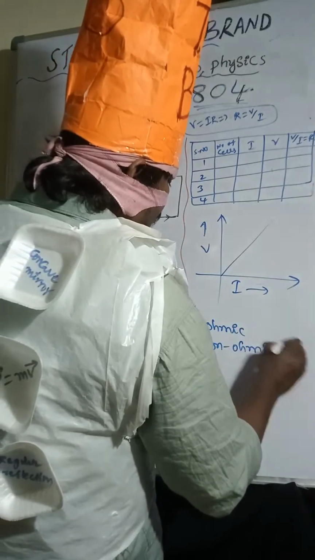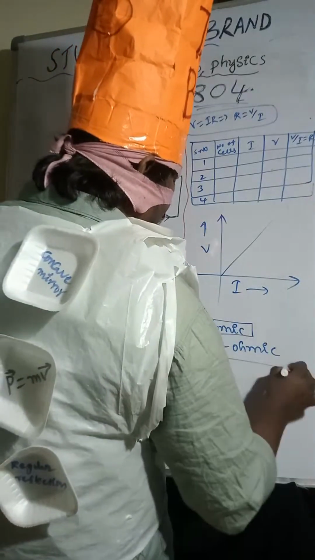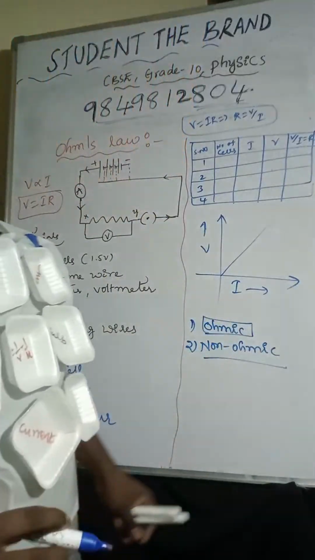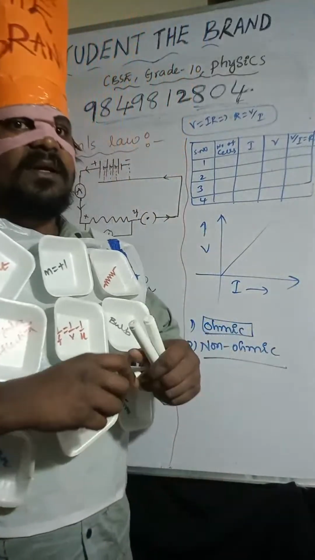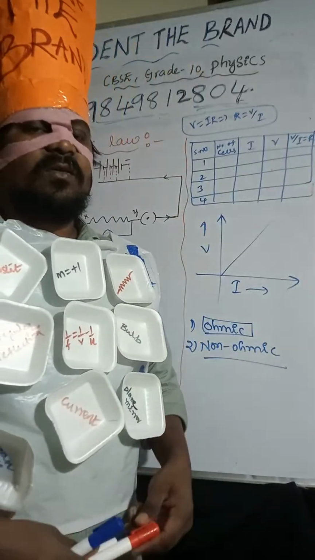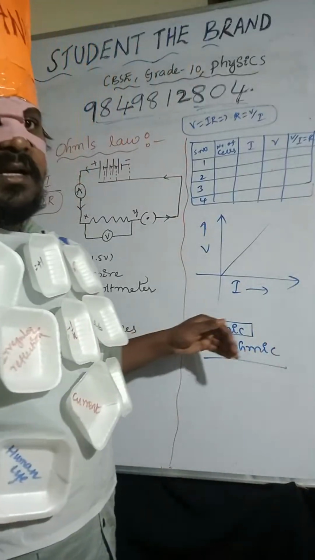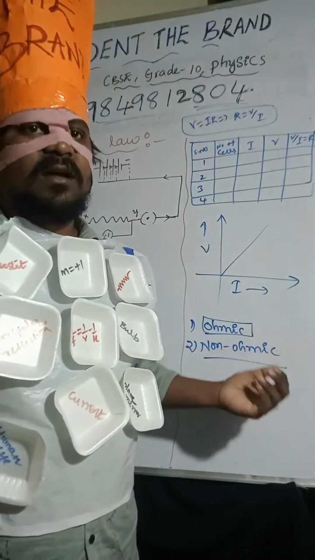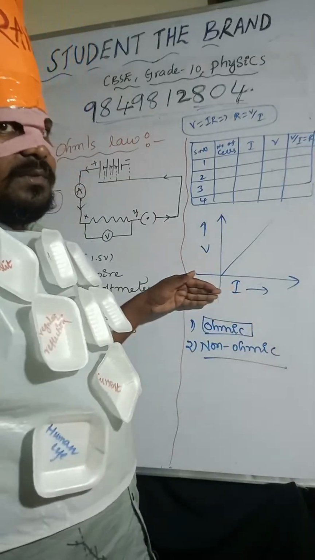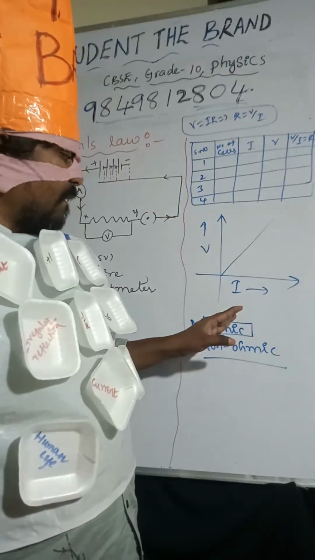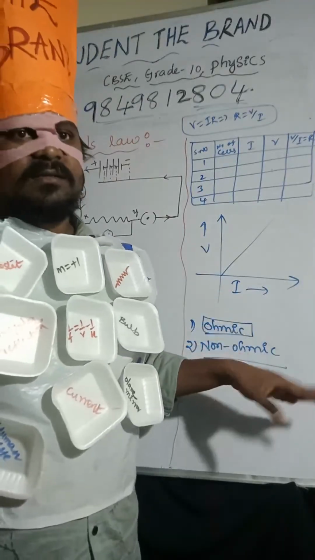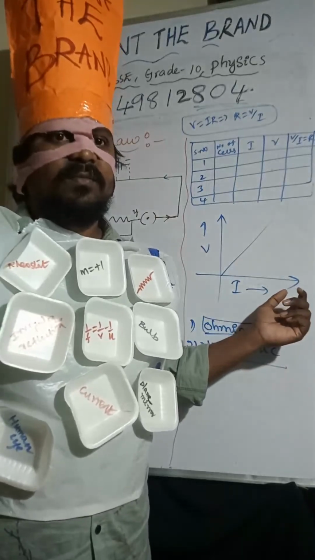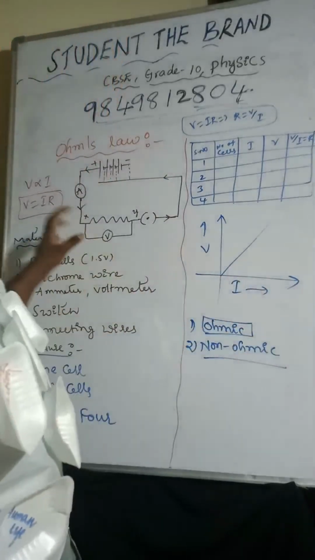So what is meant by ohmic conductors? What is meant by non-ohmic conductors? Ohmic conductors are the conductors which obey Ohm's law. Non-ohmic conductors are the conductors which do not obey Ohm's law. So this is the difference. I hope it is very clear. So this is about Ohm's law.